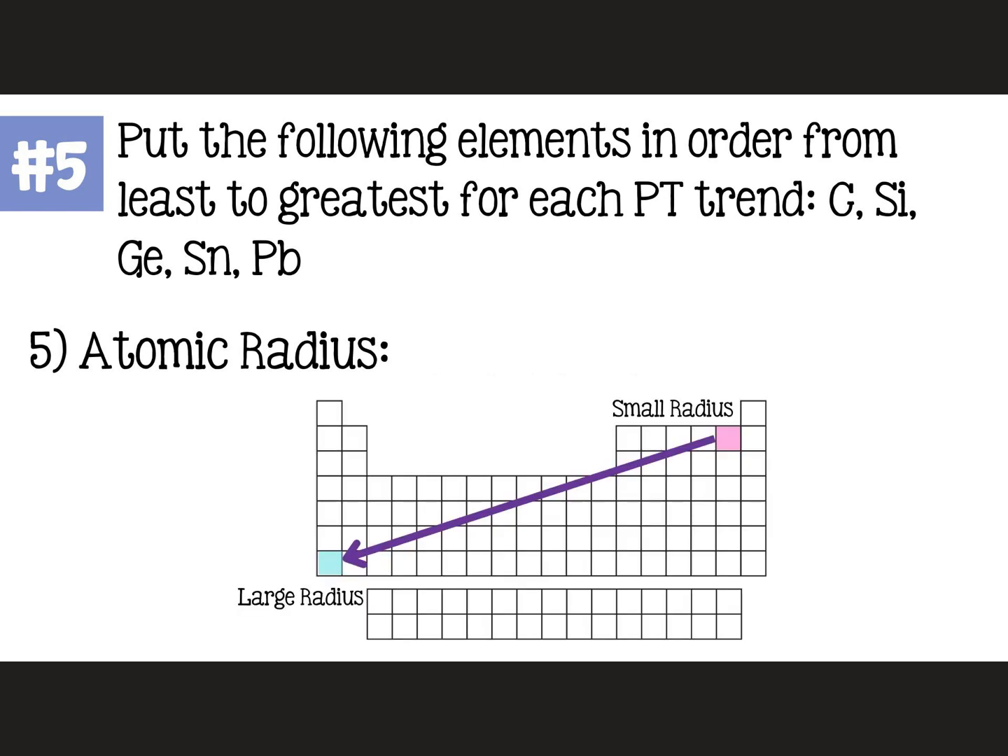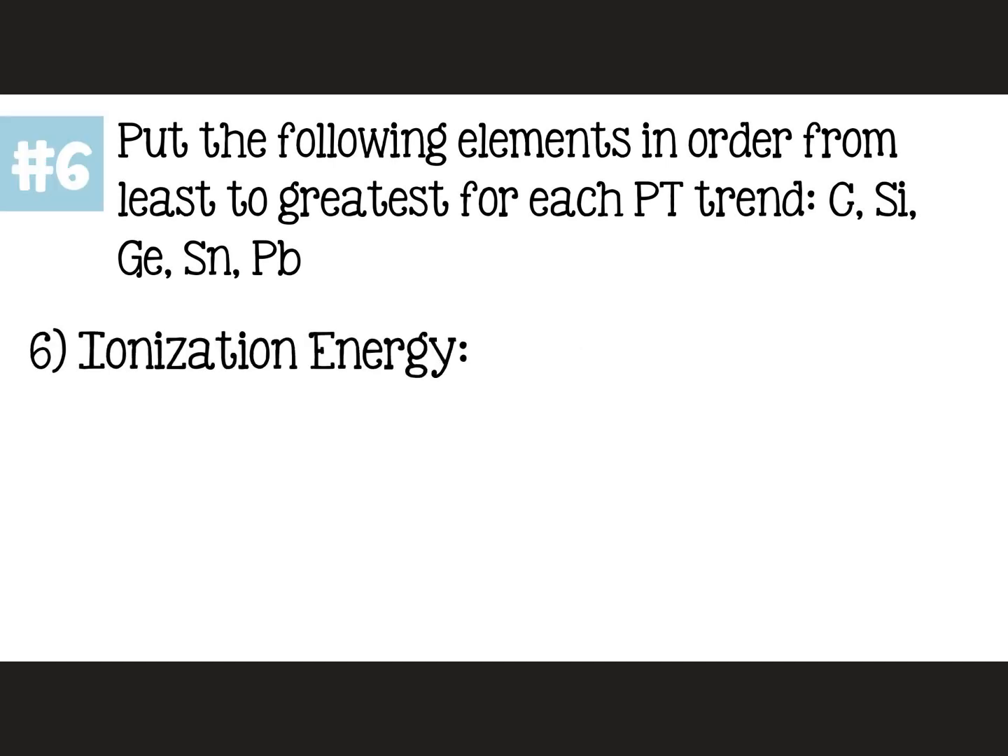Remember how we said for atomic radius, the smallest is at the top right and the bottom left is the largest? That means we're going to start with the element in the second row, which is carbon, and work our way down: silicon, germanium, tin, lead.